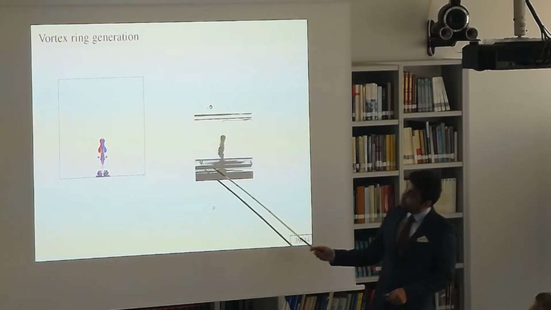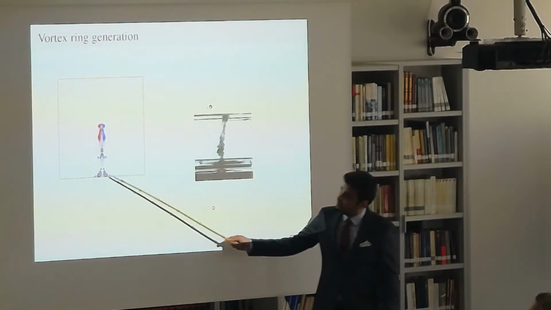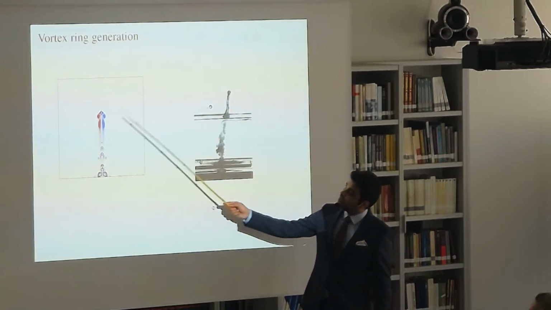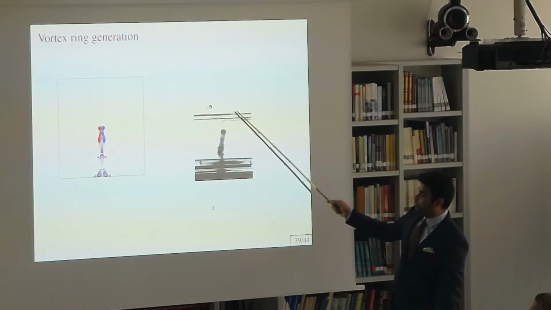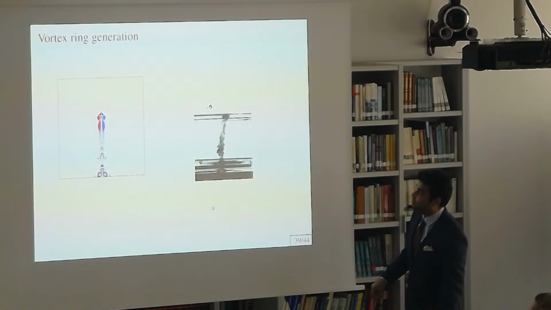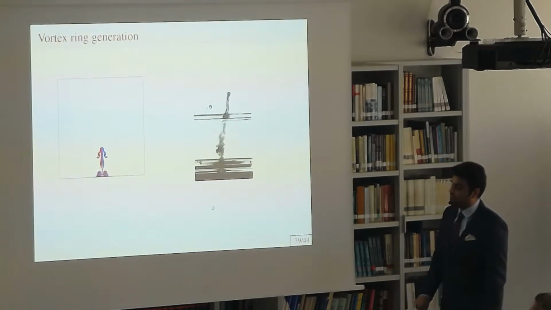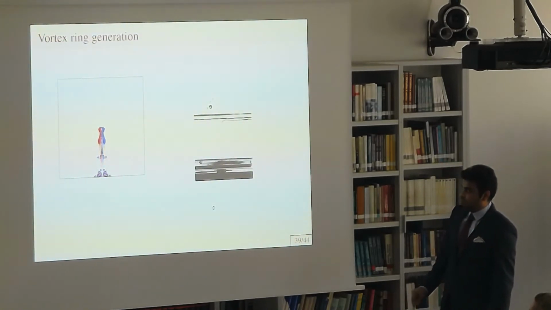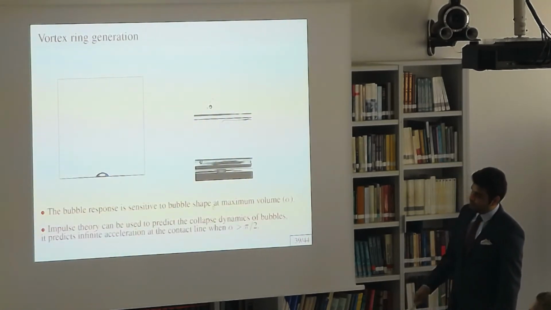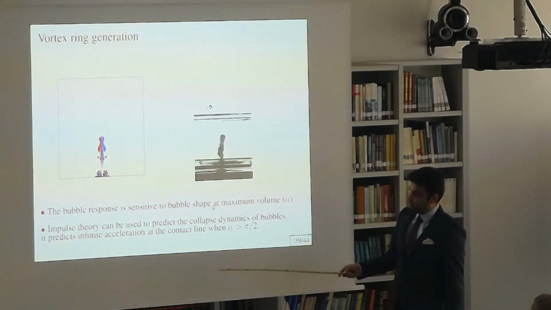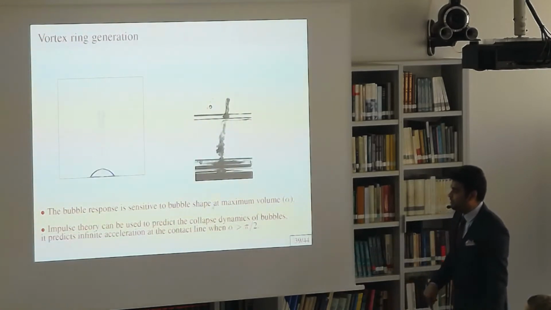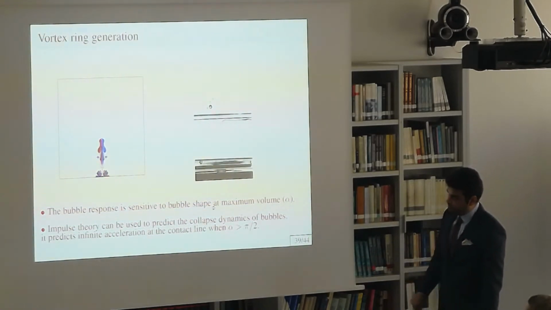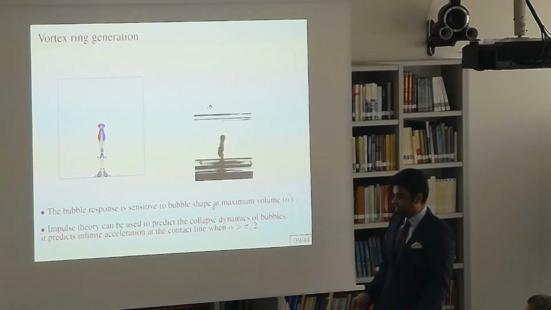This is what happens in these experiments: when this vortex is strong enough, it can travel to large distances, and what you see at larger times is a jet that is generated at the free surface. Therefore, I reached another conclusion, that the bubble response is very sensitive to the bubble shape at maximum volume, given by the contact angle for these spherical caps.